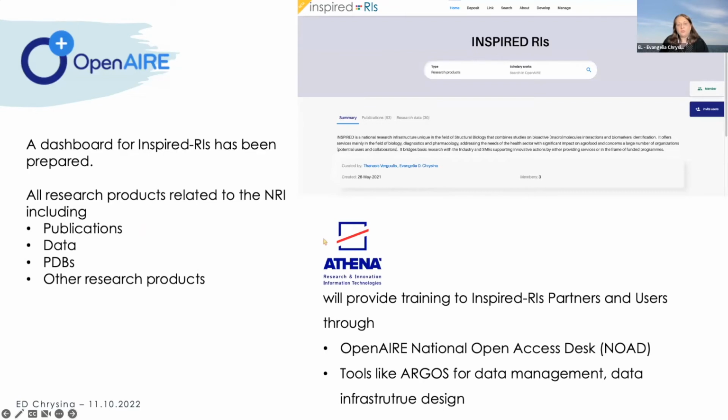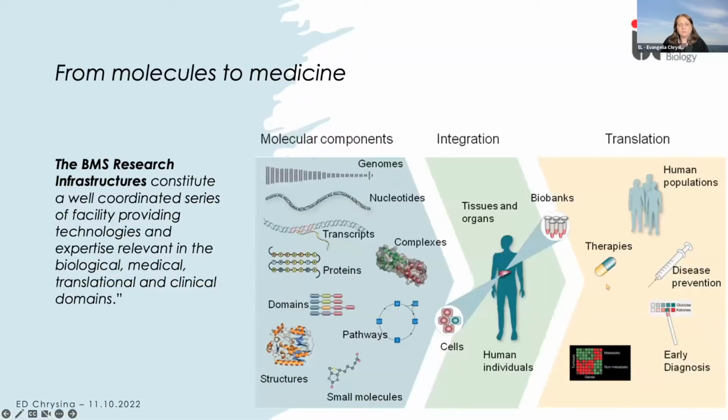So in collaboration with Athena as well, we have been planning for the future to provide training to our community in order to be able to make the most of the tools that OpenAIRE has developed, by exploiting the OpenAIRE National Open Access Desk and tools like Argos for data management and data infrastructure design.